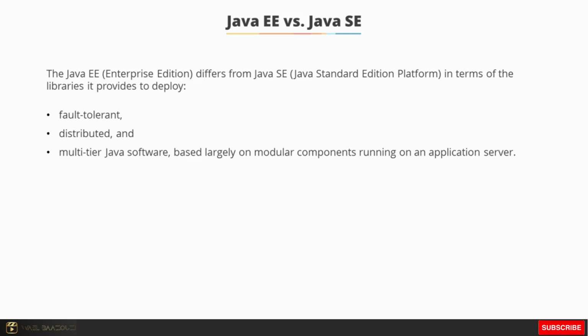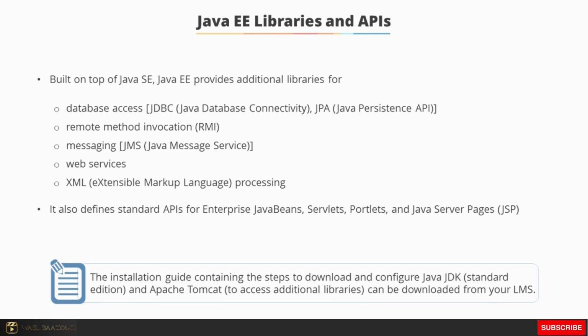We have multi-tiered Java software, which is basically based on modular components running on an app server. So we can create an application server and deploy some code over there which can be commonly called from multiple clients. Now, built on top of the Java Standard Edition, Java Enterprise Edition provides additional libraries for database access via JDBC and also for persisting data using the JPA API. It also provides remote method invocation, where you can have some code on a remote machine and call that code remotely from multiple clients, so that if there are changes or updates to the code, you just have to update it on a central system.